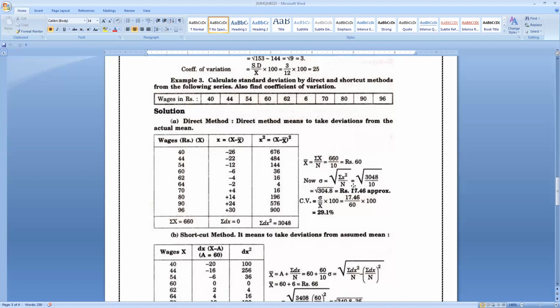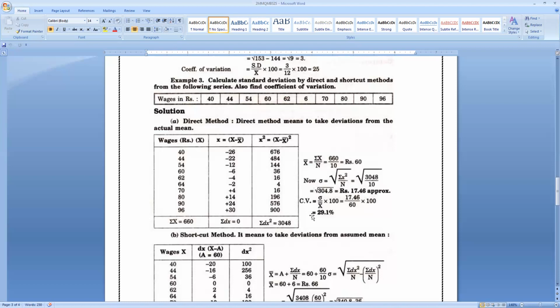When we have done the deviations from the actual mean, at that time we should use this formula, sigma dx square or sigma x square, one and the same, or sigma d square is also one and the same. Root of 3048 divided by 10, after dividing we get 304.8. Removing the square root, it is nothing but 17.46, which is the value of standard deviation.